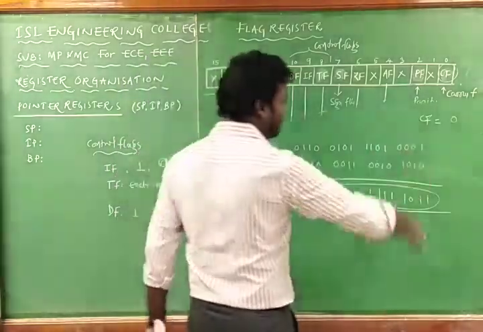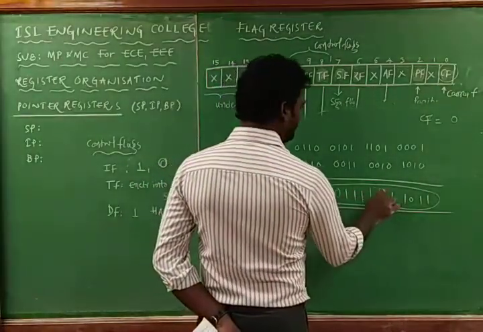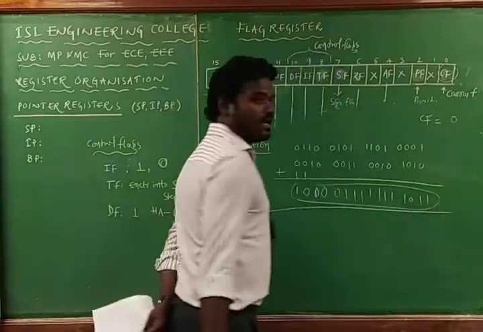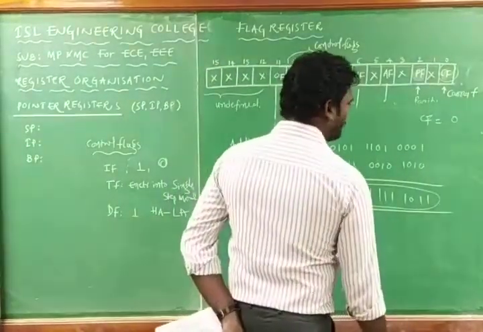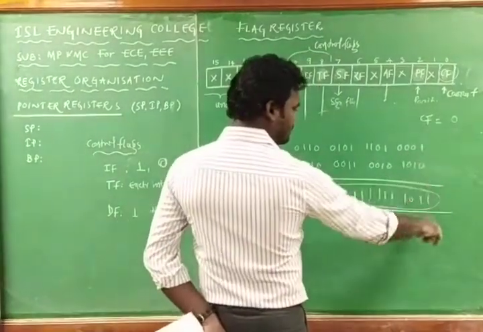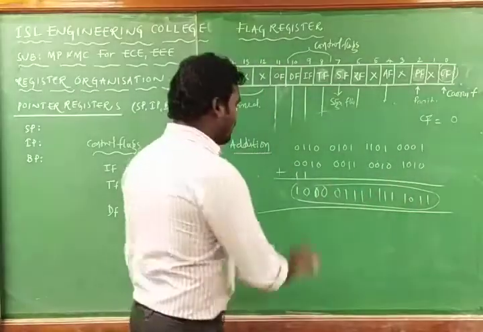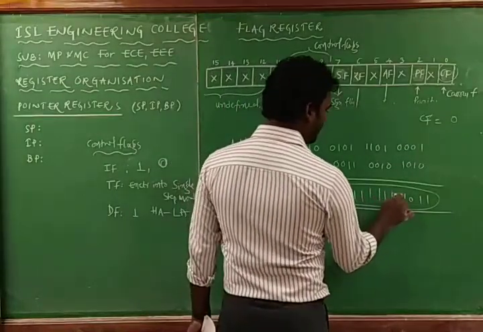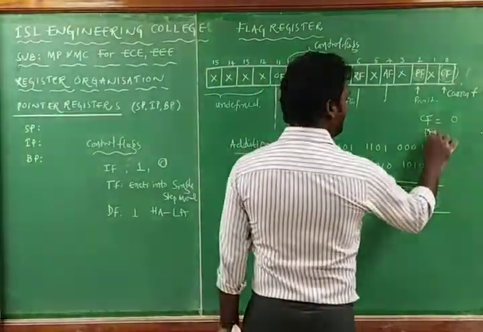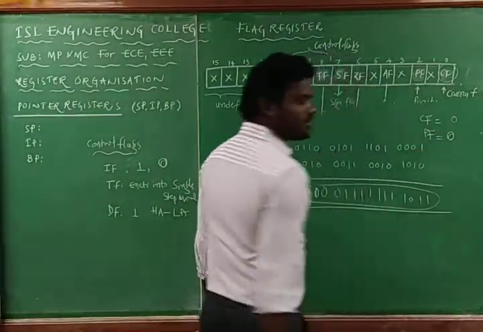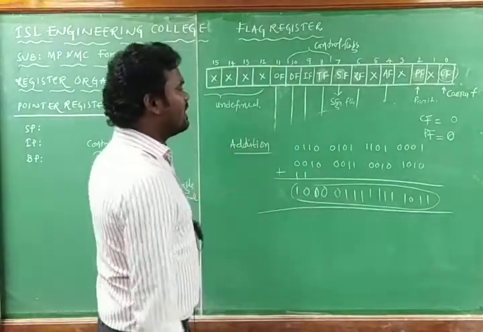By counting the number of ones in the results, we have to go with the parity flag. 1, 2, 3, 4, 5, 6, 7, 8, 9, 10, 11. If the number of ones is even, then it is set to 1, otherwise it is reset to 0. Here, 11 is an odd number, so the parity flag PF is reset to 0.